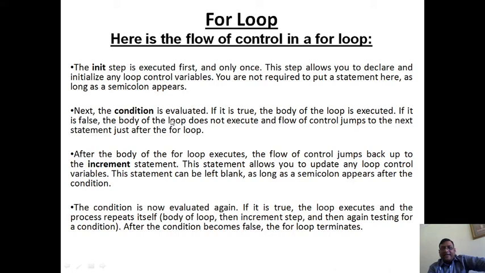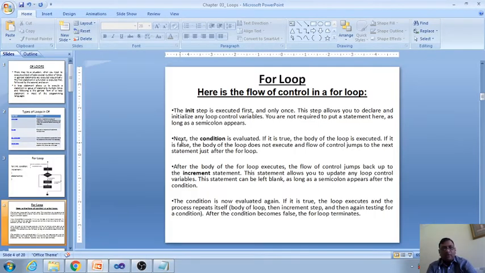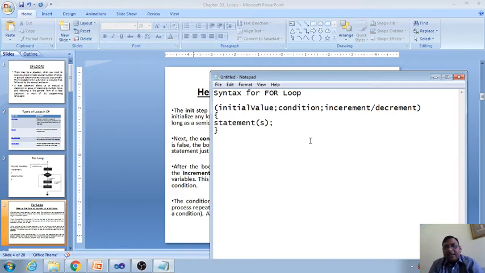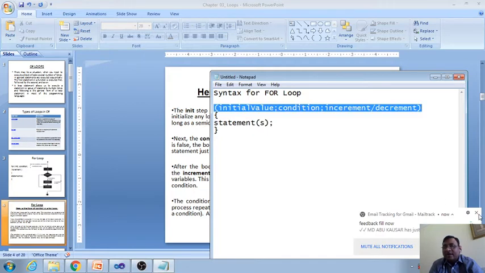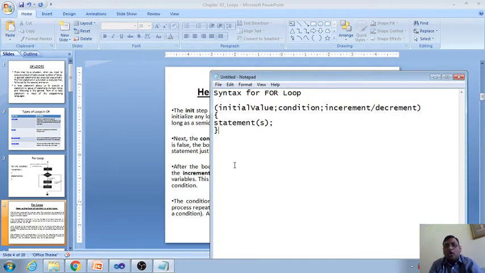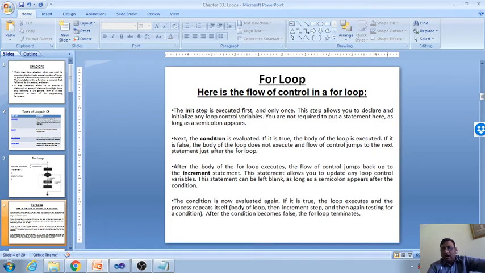So the next is the condition is evaluated. If it is true, the body of the loop is executed. If it is false, the body of the loop does not execute, and the flow of control jumps to the next statement just after the for loop. So here, if the condition is true, this will be executed. If the condition is false, it will go out of the loop. Out of the loop means after this bracket.